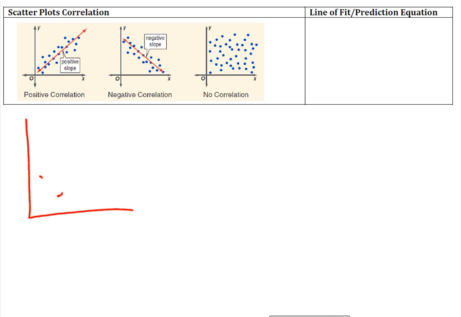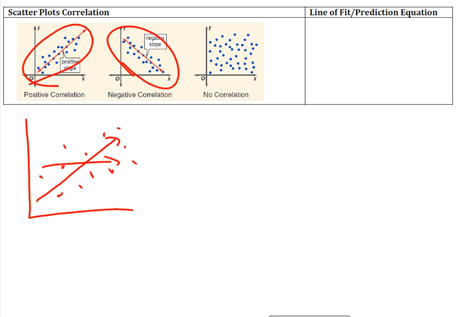I mean, I might have something like this. Yeah, generally it's positive, but it's very, very spread out. I mean, you could almost make an argument that there's no correlation too. All right, same idea. But if it's really, really close like this or really, really close like this, yeah, you can make a generalization. All right, and the line of fit, the prediction equation, is basically your line of best fit in y equals mx plus b form.